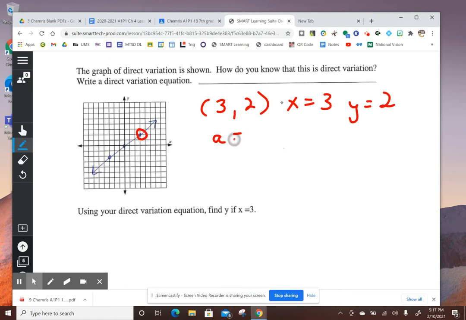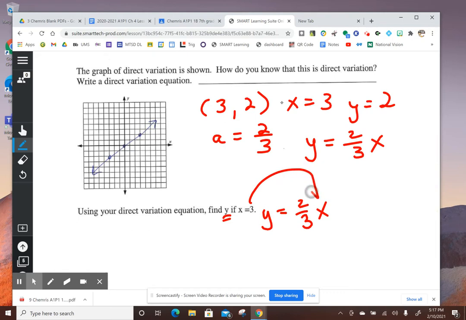And I know a equals y over x. So I know my direct variation equation is y equals 2/3 x. The other thing I could say is since it goes through 0, 0 and it's direct variation, if I count the slope, which is 2 over 3, it's going to be the same as the constant of variation. So now I know y equals 2/3 x, and they want me to find y when x is 3. So I just substitute, and when x is 3, y is 2.